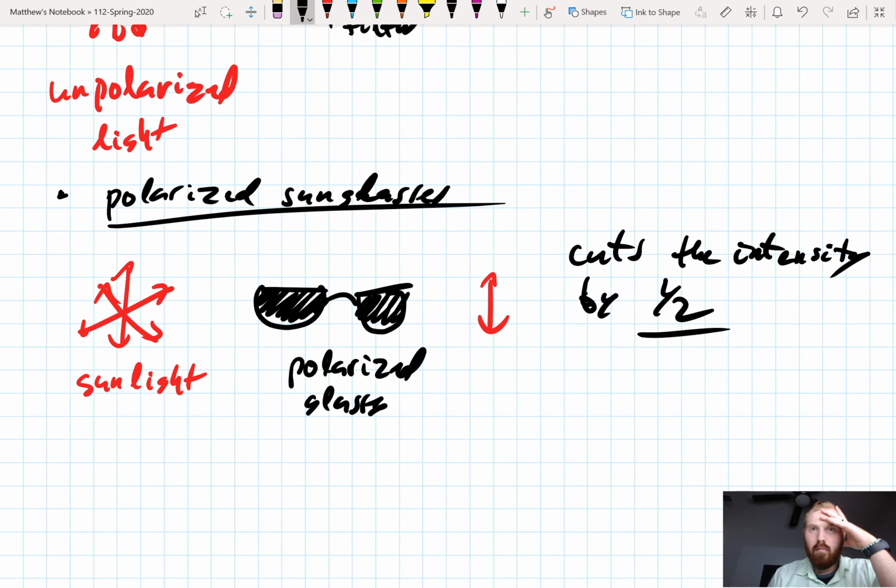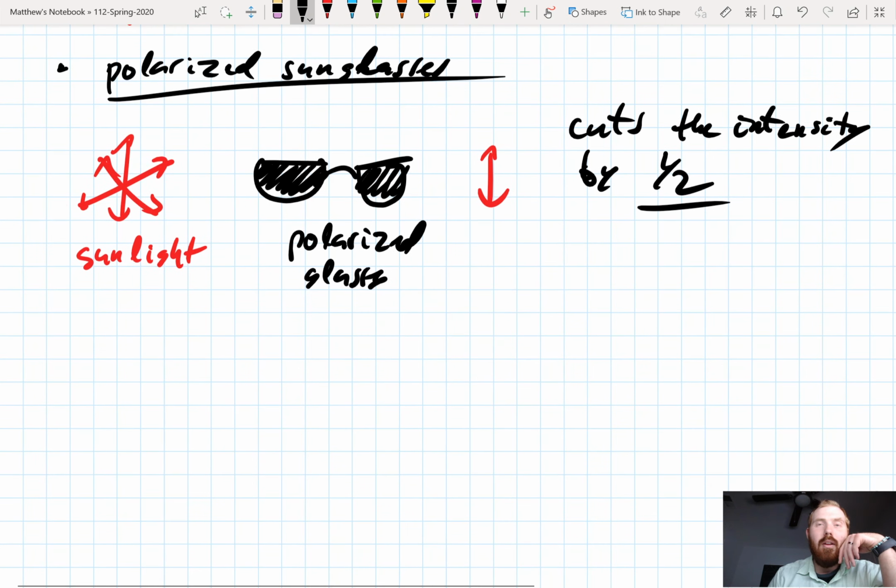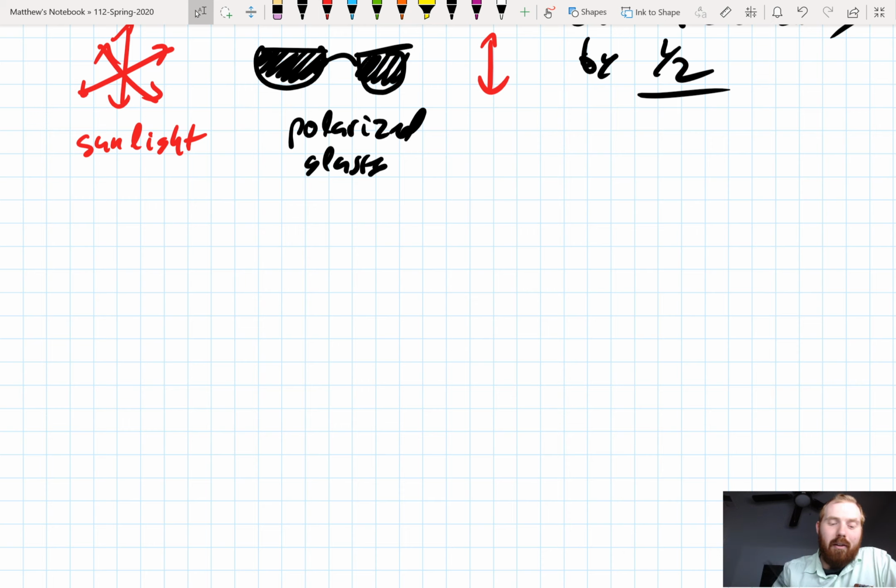Just having polarized glasses filter that unpolarized light cuts the intensity down dramatically. It's significantly better than your unpolarized glasses. If you ever want to know if you have polarized or unpolarized glasses, put two of them together and change the relative angle between them, because we're going to show tricks of how we can completely cut all light passing through polarized filters. So let's see this in action, all right?